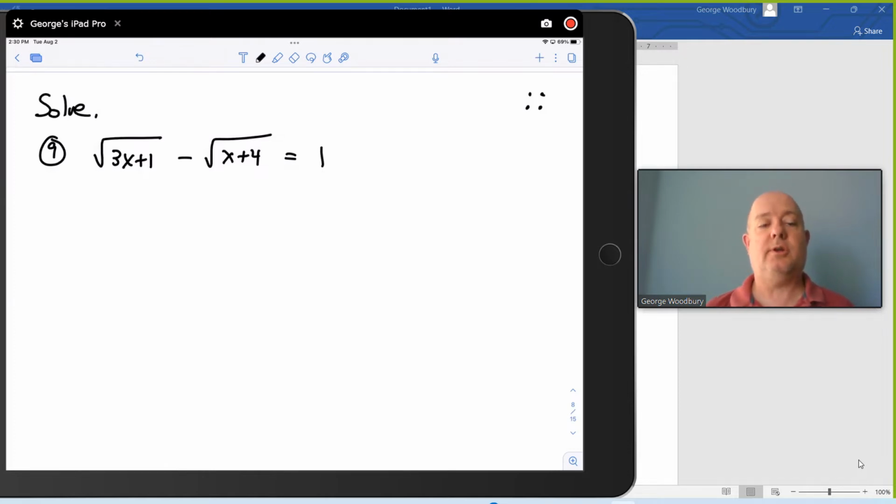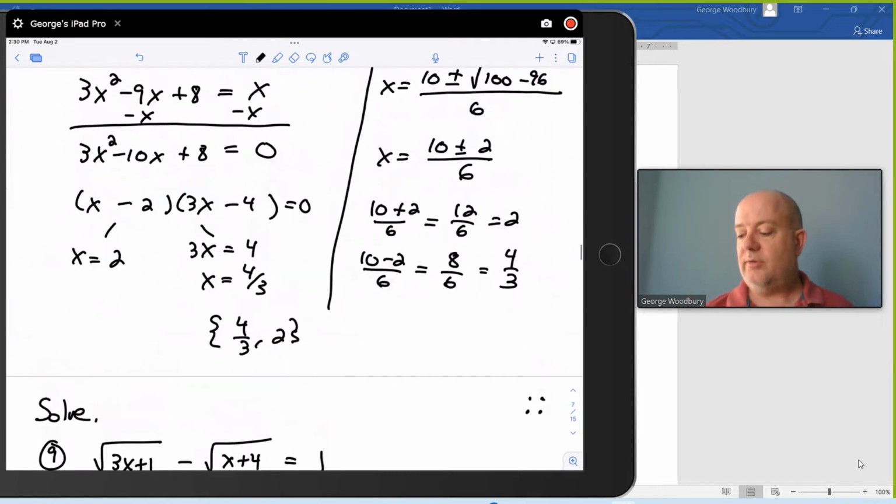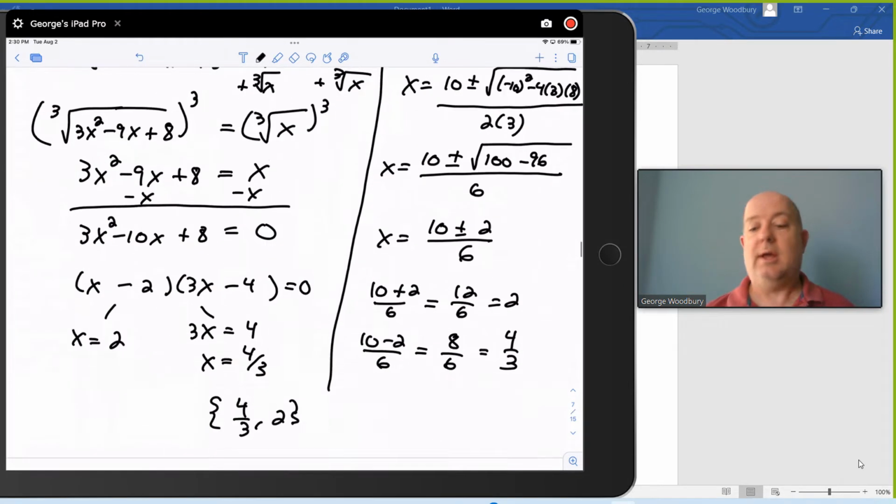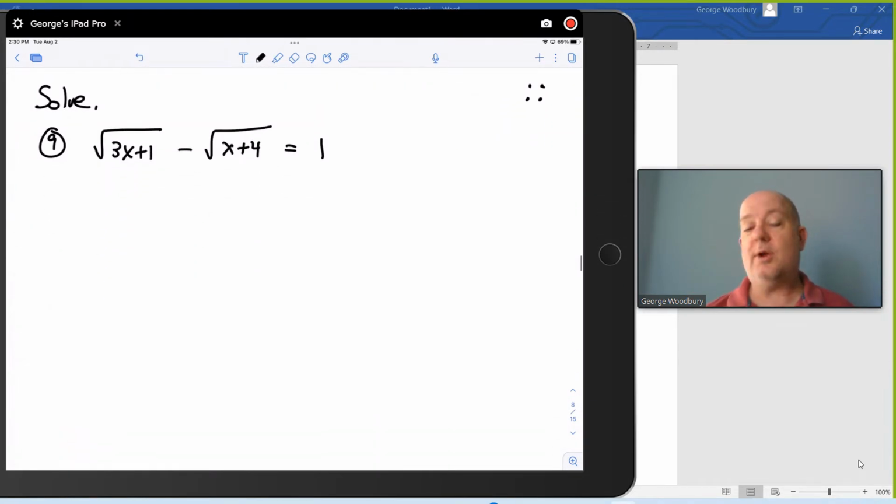So what's different here in problem 9 is not just that we have two radicals in the equation, because we've seen that before. It's that we have two radicals in the equation and also a constant term. And that means that you're not going to be able to get rid of the radicals in one shot. So what we need to do is isolate one of the radicals first.